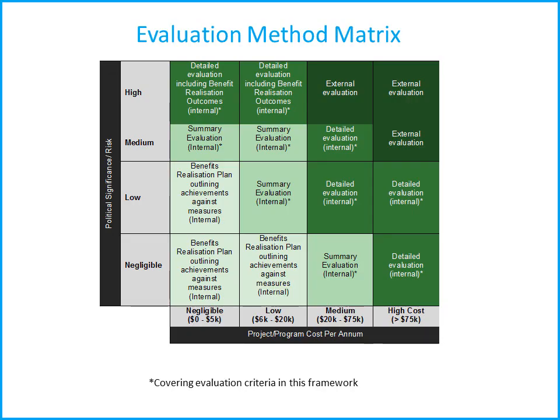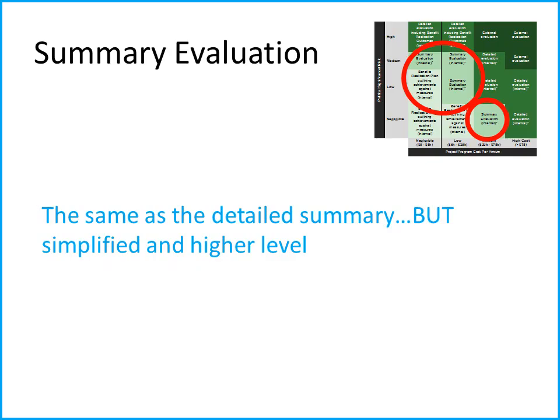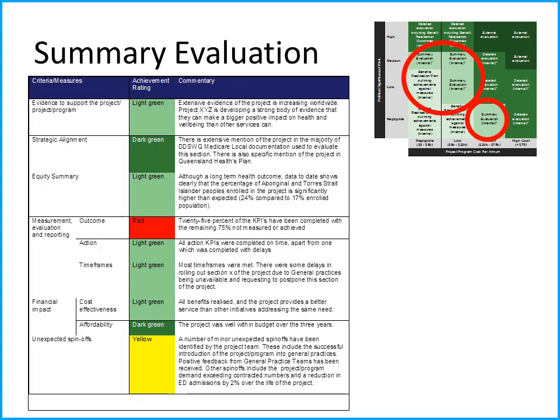So the summary evaluation is used for projects that are medium cost but low risk, low or negligible risk, or medium risk, low cost. Much simpler form. It's just simply a summary of high-level information. This is an example where it may have just a sentence or two describing what actually happened. Because for this evaluation method, we're looking at funding for a project between $20,000 and $75,000.